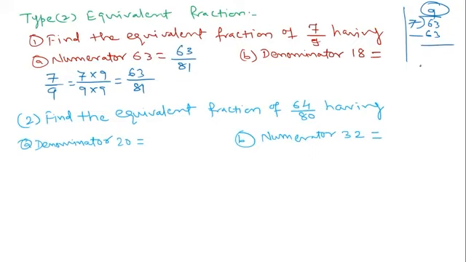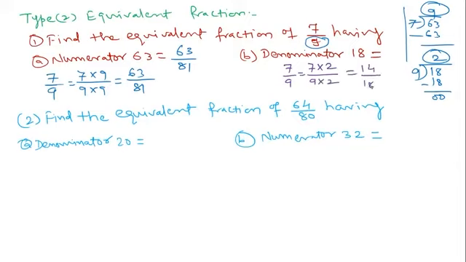Now the denominator is 18. So again take 18 and divide it by this denominator 9. 9 2s are 18. So our answer is 2. So multiply by 2 to the numerator and denominator. So 7 by 9 is the fraction, 7 multiplied by 2, 9 multiplied by 2, so 14 by 18. Look here, our denominator is 18. Similarly, find the equivalent fraction of 64 by 80 having denominator 20.